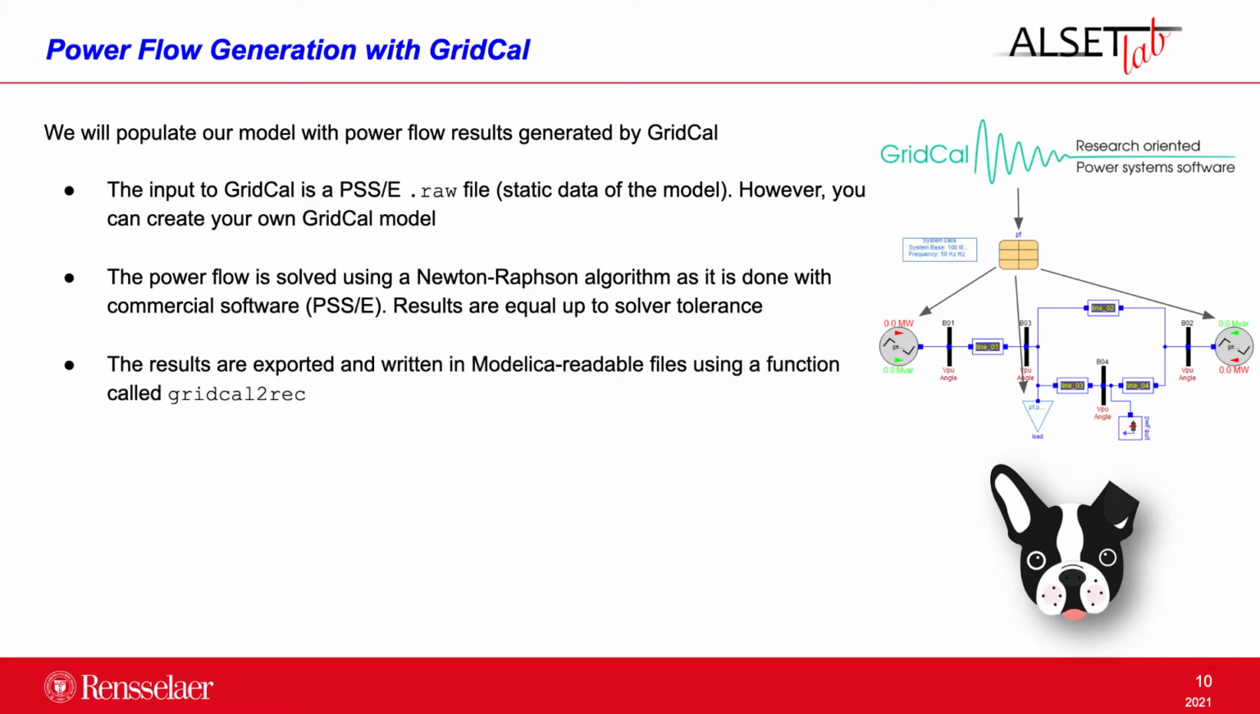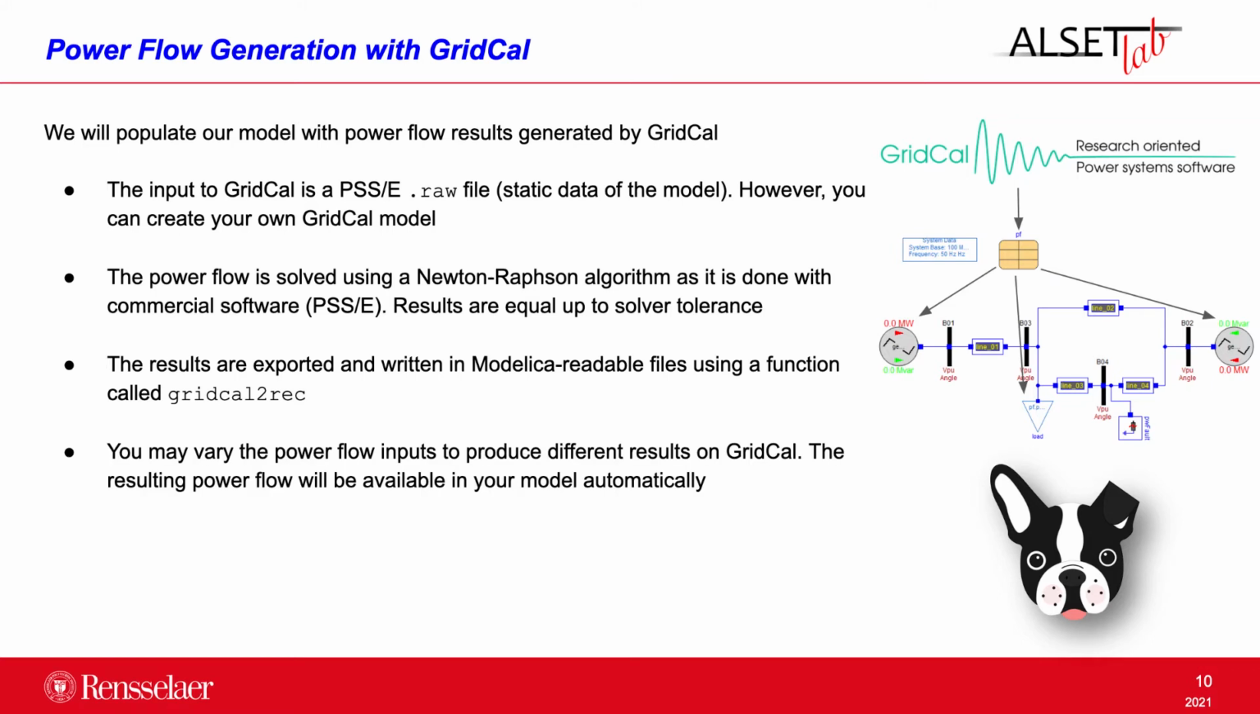Finally, once we generate the PowerFlow using GridCal, we will export it into a format readable by Modelica using a function called GridCal2rect that is included in the pf2rect folder accompanying this tutorial. If you generate several PowerFlow results, you will see that it is pretty straightforward to change the PowerFlow condition in your model.